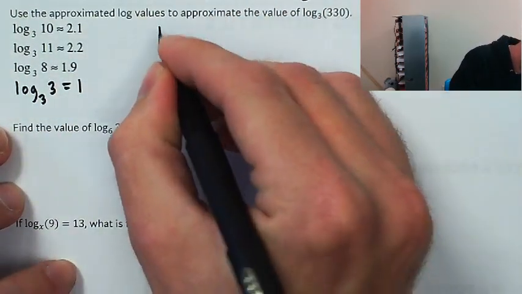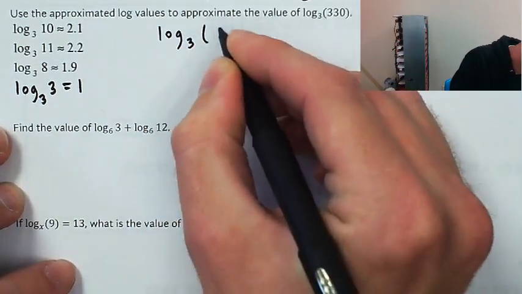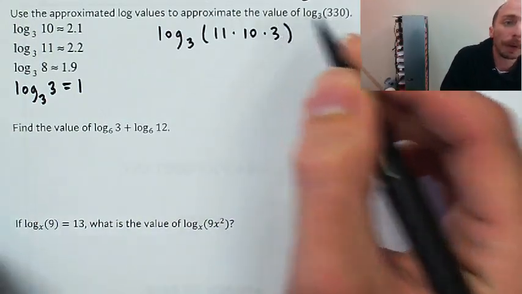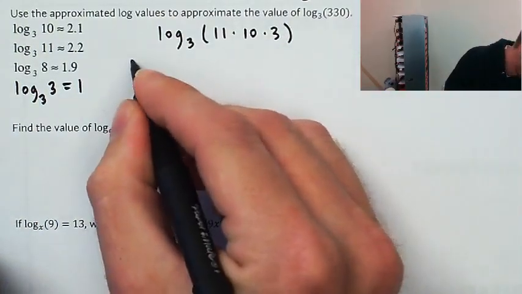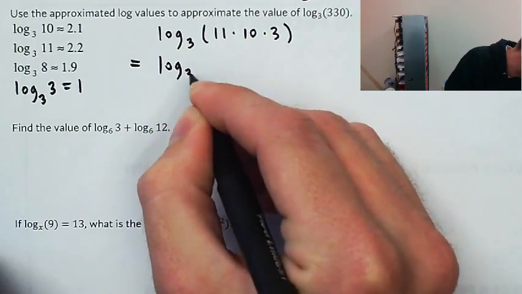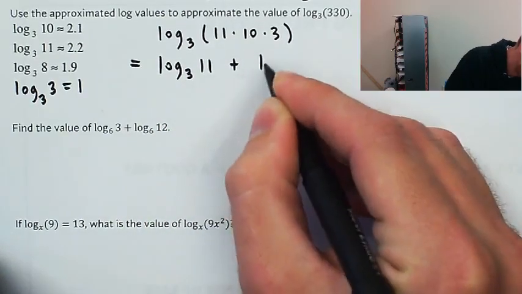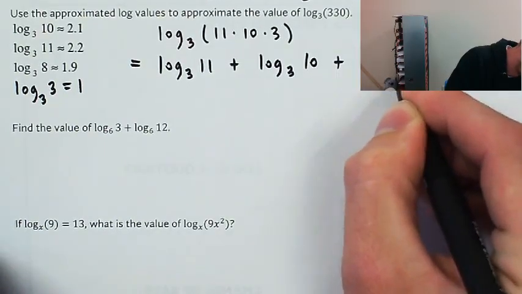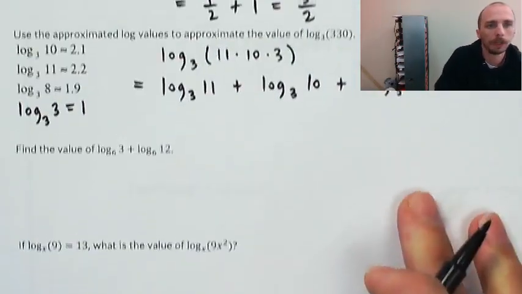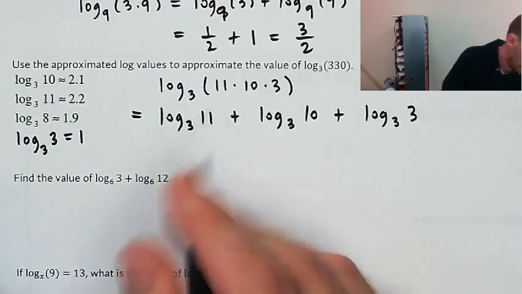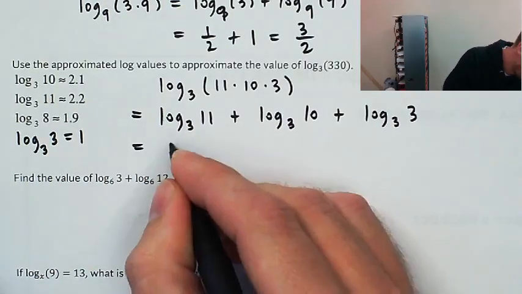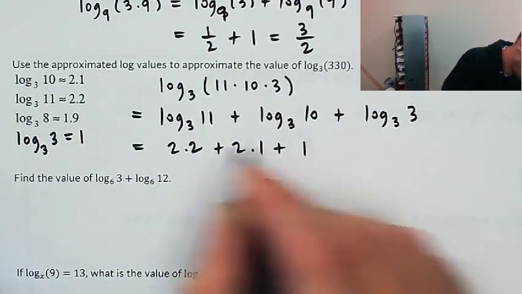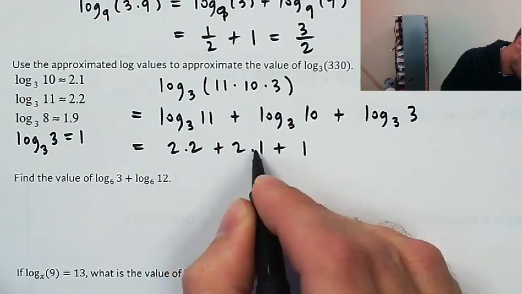I'm going to say 330 can be written as 11 times 10 times 3. And so I can go from those products to a sum. So it's log base 3 of 11 plus log base 3 of 10 plus log base 3 of 3. You can see that. Okay, so I'm going to look each of these values up from the table, and that'll be 11 was 2.2, 10 was 2.1, plus 1, so I've got 2.2, 4.3, 5.3.